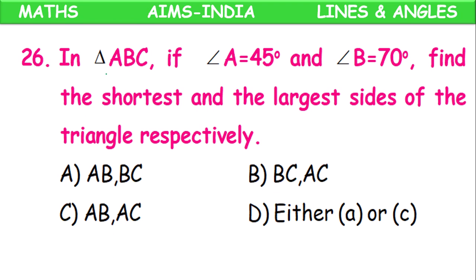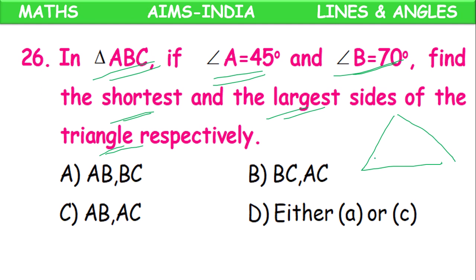Next one. In triangle ABC, A 45 degrees, B 70 degrees, find the shortest and largest sides of the triangle. So 45 plus 70, 115. Remaining part will be, C will be 65 degrees. So that sum will be 180.